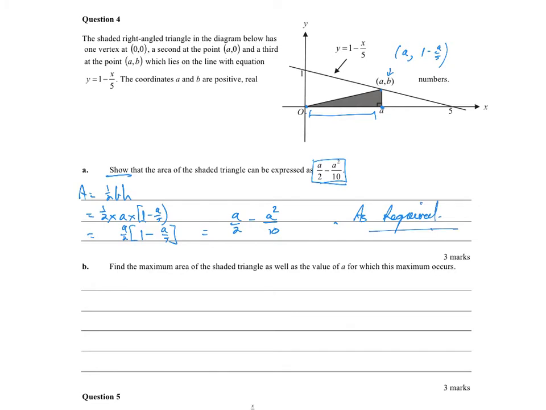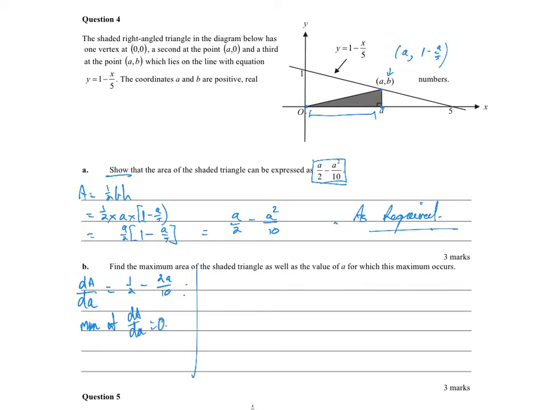Okay. Find the maximum area of the shaded triangle. To find the maximum, I need a derivative. The derivative of the area with respect to a is equal to 1/2 minus 2a on 10, and the maximum occurs when that's equal to 0. So the maximum is at dA equal to 0.